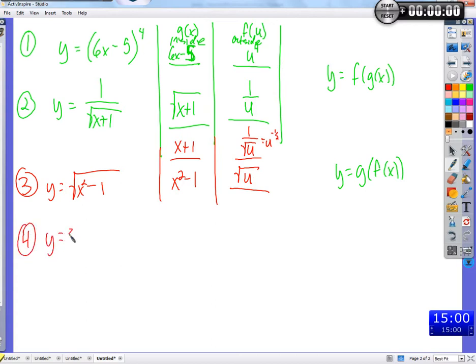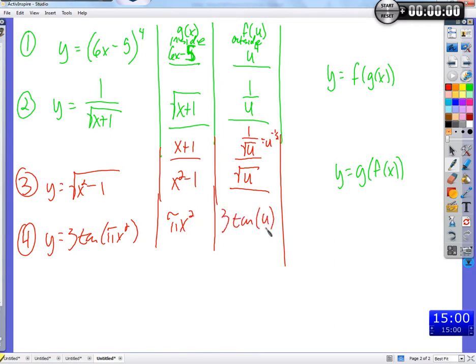Okay, here we have 3 times the tangent of pi x squared. So what function is inside? Pi x squared. And what function is it inside of? 3 tangent of u. And keep in mind, 3 is just a constant multiple, so we take the derivative of the tangent and multiply by 3. Just a constant multiple, so no problem there.